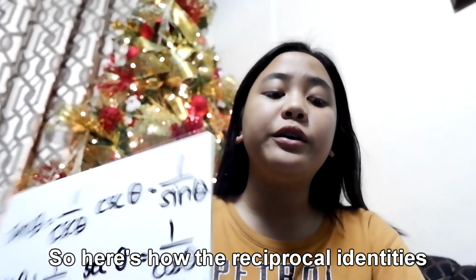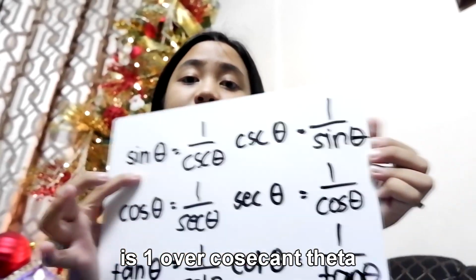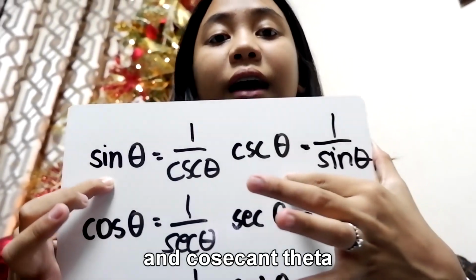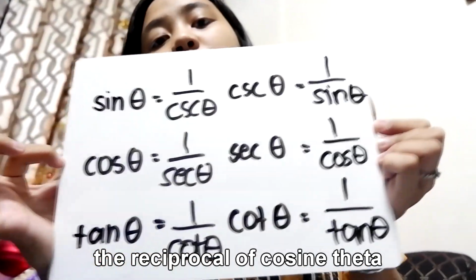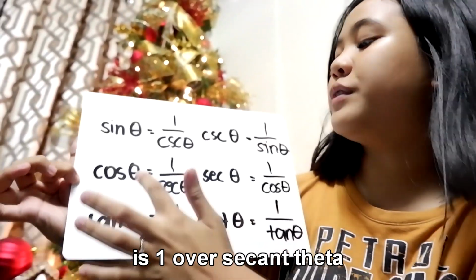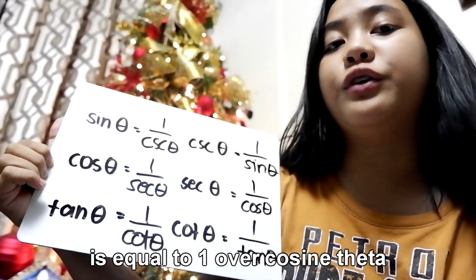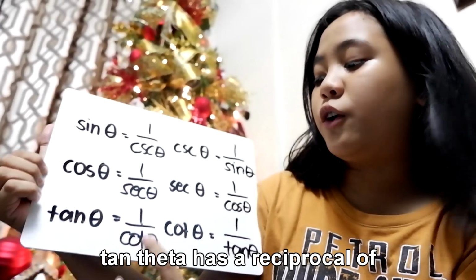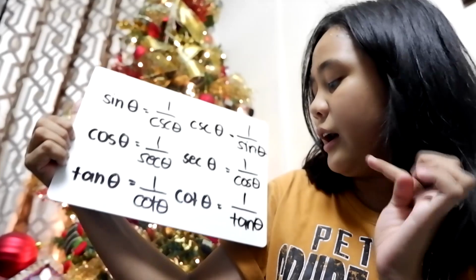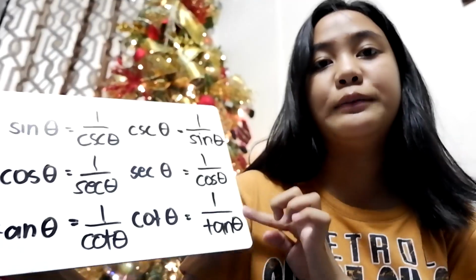Here's how the reciprocal identities are defined. Sine theta is 1 over cosecant theta, and cosecant theta is 1 over sine theta. Cosine theta is 1 over secant theta, and secant theta is equal to 1 over cosine theta. Tan theta has a reciprocal of 1 over cotangent theta, and cotangent theta has a reciprocal of 1 over tan theta.